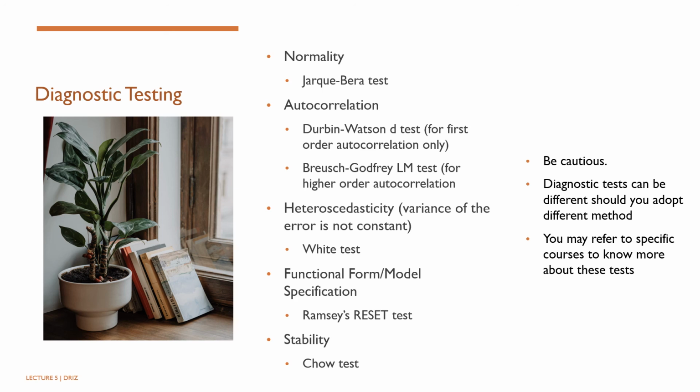To check on the normality of the error term, we use the Jarque-Bera test. To check for autocorrelation, we use the Durbin-Watson d test or the Breusch-Godfrey LM test. To test for heteroscedasticity, we use the White test. To test the functional form or model specification, we use Ramsey's RESET test. To test for stability of the model, we use the Chow test.